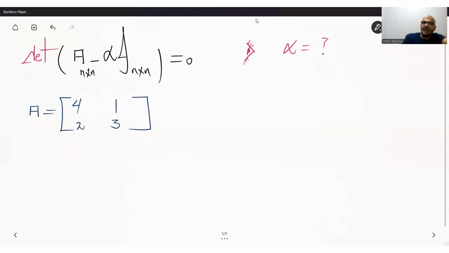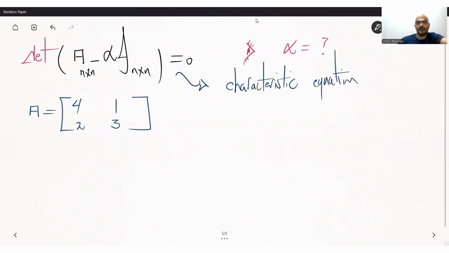Now, I have the A. Then there is an equation I can build: AX equals alpha x. I'm looking for the x, but at this stage, I have to start with this one. This equation, we call the characteristic equation. For this matrix, the first thing I'm going to do is to form the characteristic equation. This is step number 1.